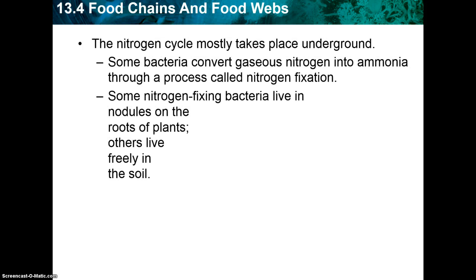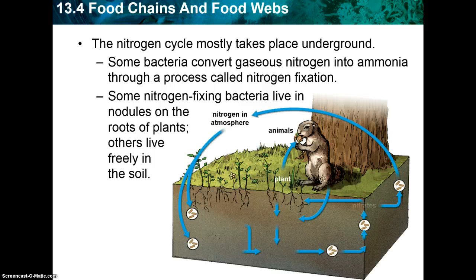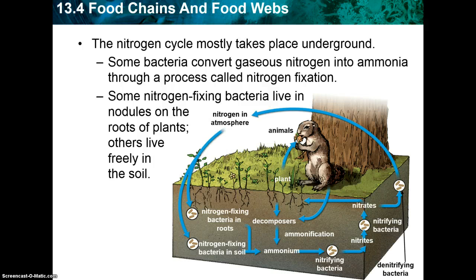Alright, the nitrogen cycle is the next one. This takes place mostly underground. It is also very important, especially if you're a plant or you like eating plants. Some bacteria convert gaseous nitrogen into ammonia through a process that is called nitrogen fixation. Some nitrogen-fixing bacteria live in nodules on the roots of plants, and others just live freely in the soil.